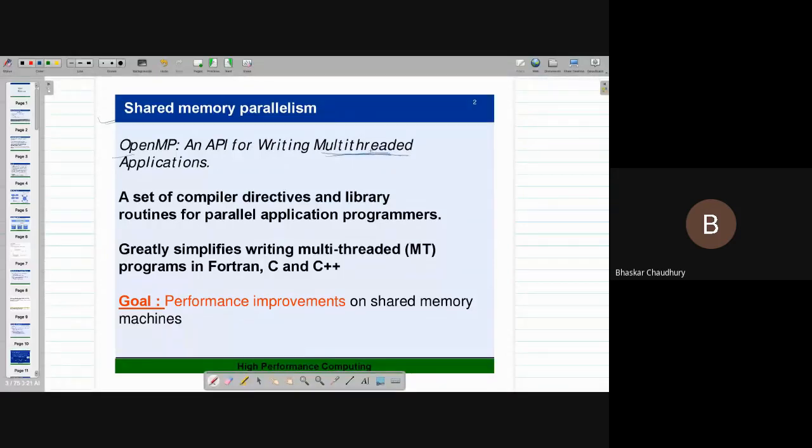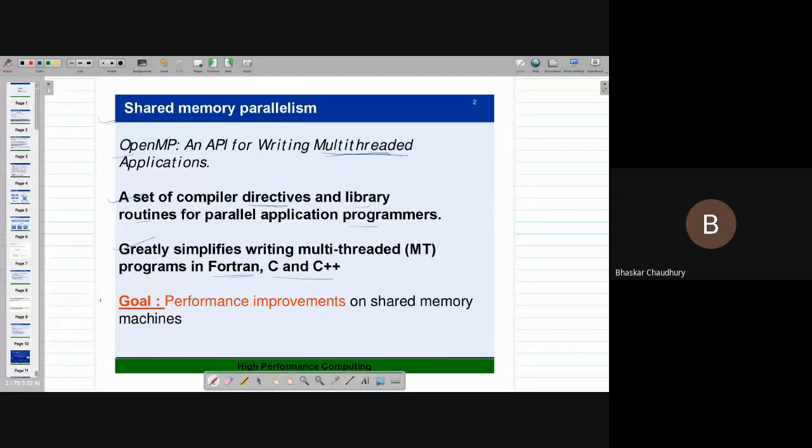Now, what basically is OpenMP? It is a set of compiler directives, and we'll understand what a directive is, and library routines for parallel application programmers. That is what OpenMP provides us, and we'll understand that it is very simple. In fact, in a couple of lectures, we'll master the skills. It greatly simplifies writing multi-threaded programs in C and C++ and also other languages such as Fortran.